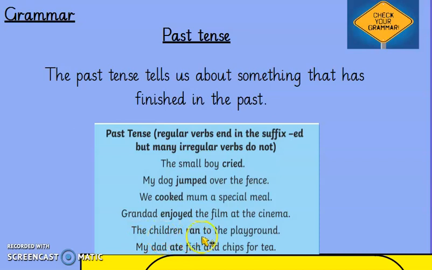The children ran to the playground. Now this one's a little bit tricky because this is an irregular word. We can't put runned because it wouldn't make sense. So the present tense would be to run, but if you're talking about the past tense, we say I ran, or the children ran to the playground. So sometimes, not all verbs will have the ed pattern in them, and we'll look at this hopefully next week. And this next one is, my dad ate fish and chips for tea. So we can't put eated, because that won't sound right. So we say ate.